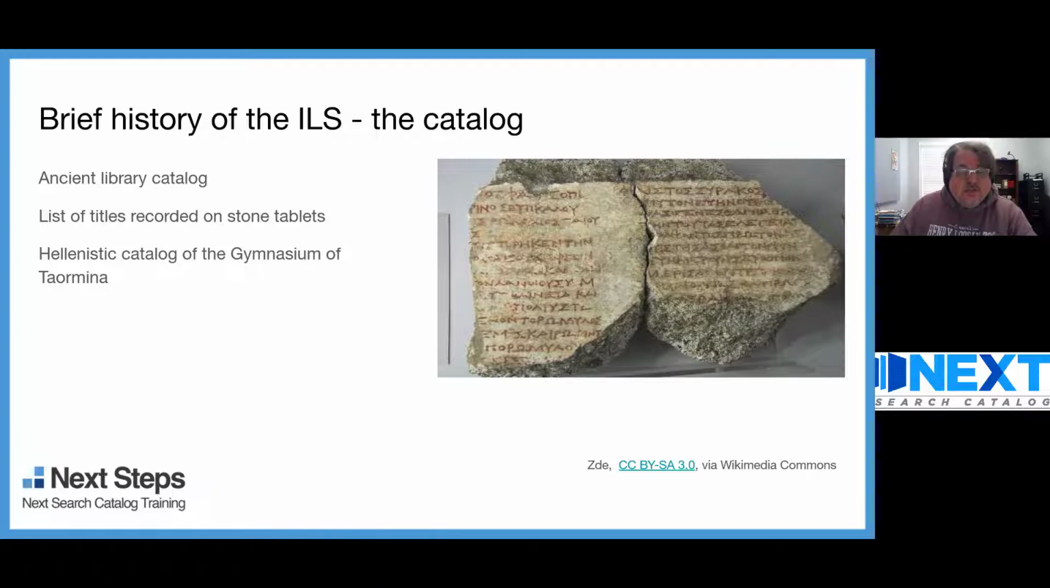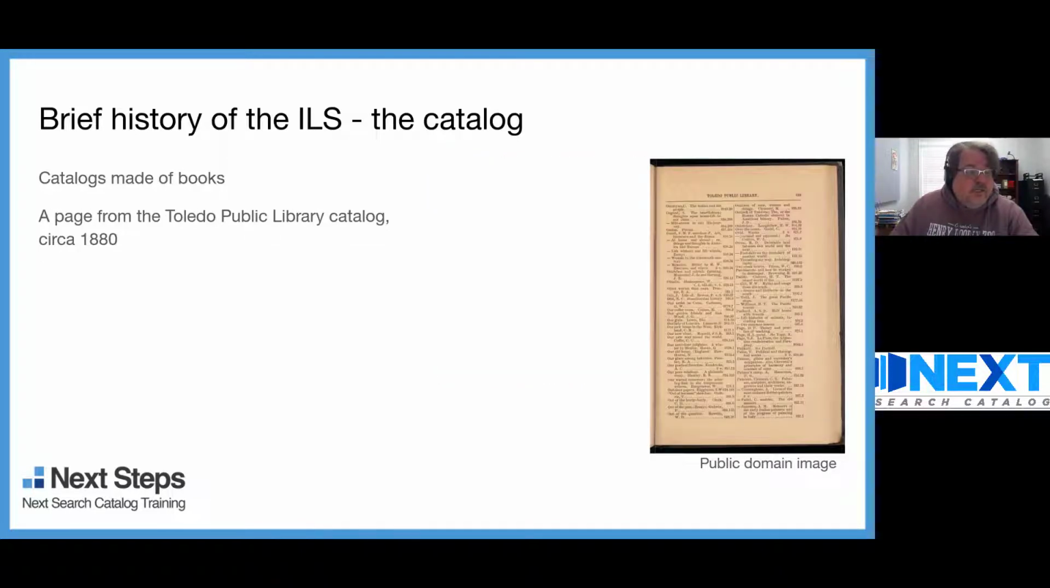The slide you see up on the screen there now, this is a library catalog. This is actually part of a catalog from Tormia on the east coast of Sicily. These tablets were discovered during a construction project in 1969, and it's a list of things that were in the library in Tormia. And keeping a list, keeping a physical copy of a list of what was in the library, that was pretty common, and it lasted a long time. That's what catalogs were. Here's actually, on this slide, a picture of a page from the Toledo Public Library catalog from about 1880.